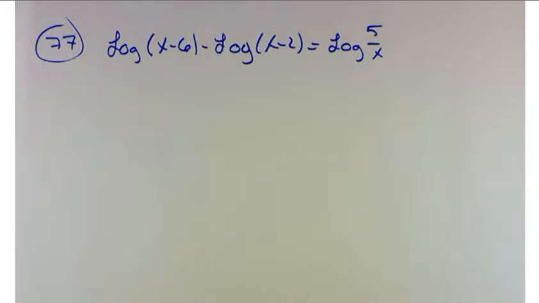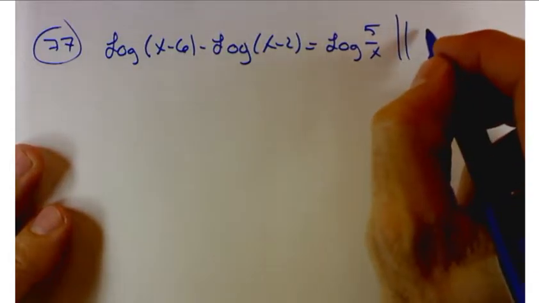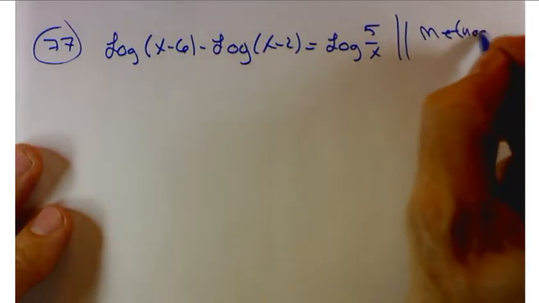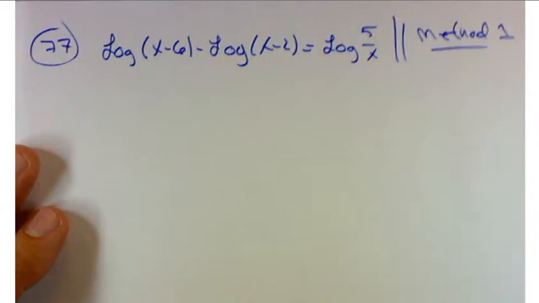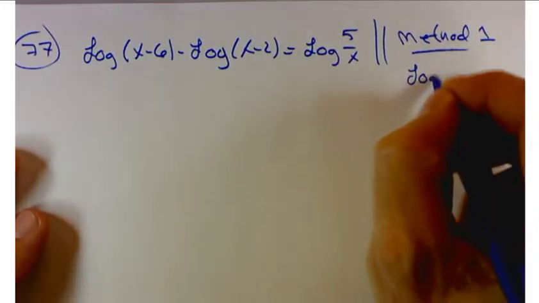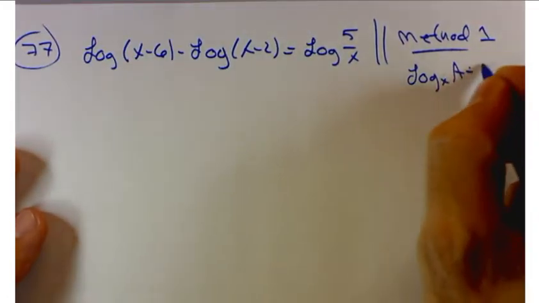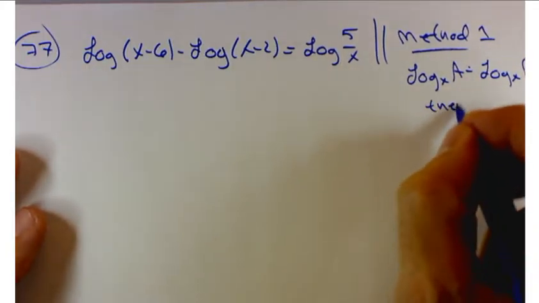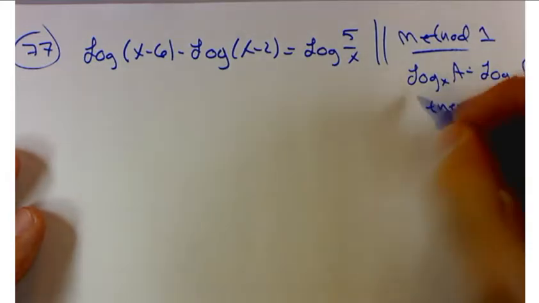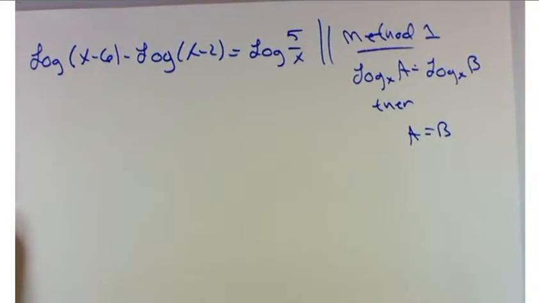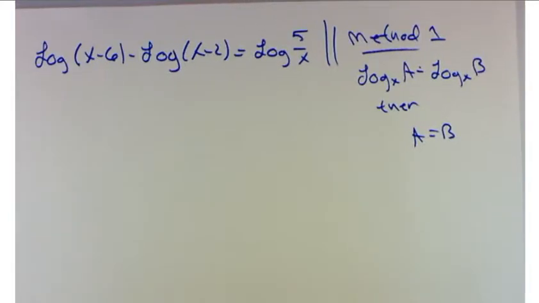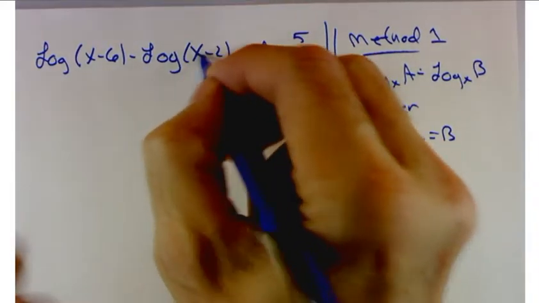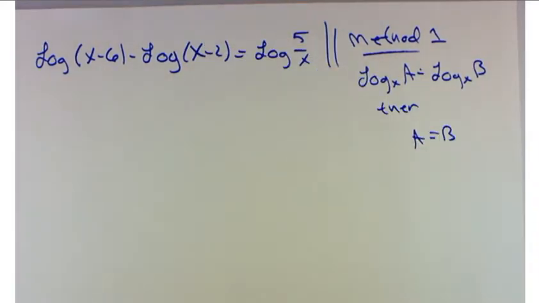So this one is what we can do by method 1. And method 1 said that if you had the log of something equals the log of something else, then A equals B. It's as if you cancel the logs on both sides. That's not what you're doing, but you can think of it that way. It's what it kind of feels like and looks like.